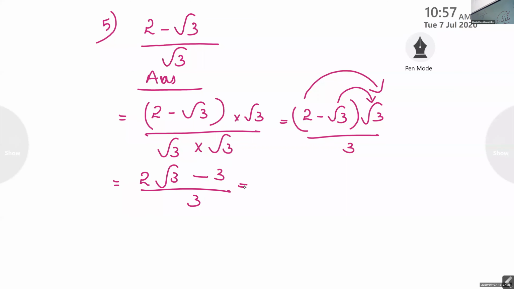Don't cancel this 3 and 3. I have seen some students cancel this 3 and 3. Don't cancel, it is a single term. Clear, children? Yes, ma'am. So now you can substitute there. 2 into root 3 is, substitute the value, 2 into 1.732, minus 3 divided by 3.